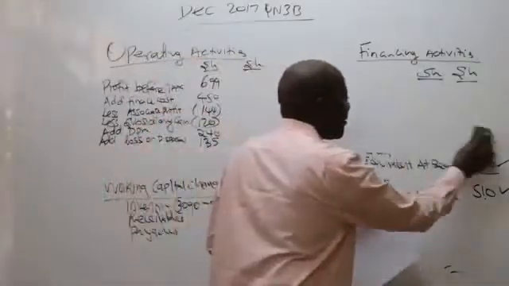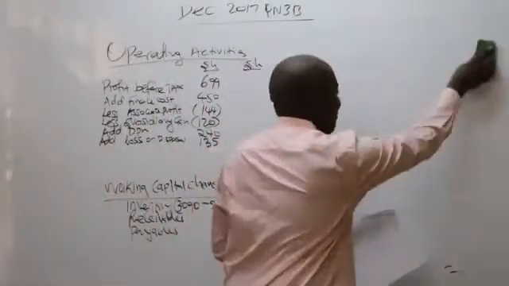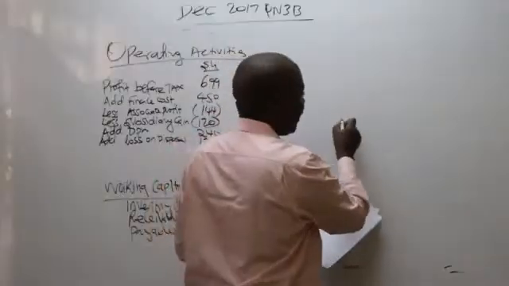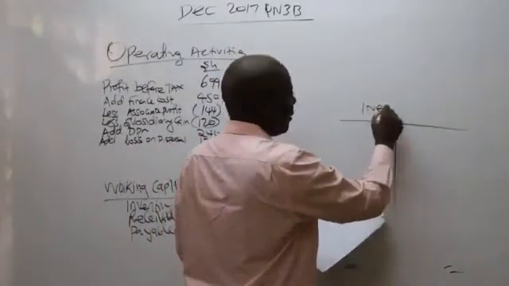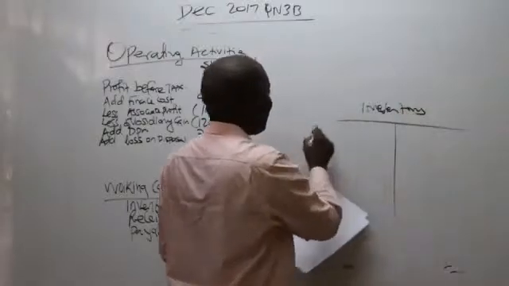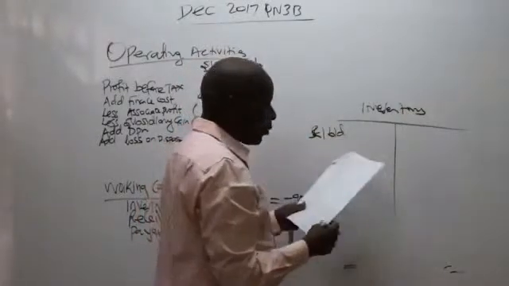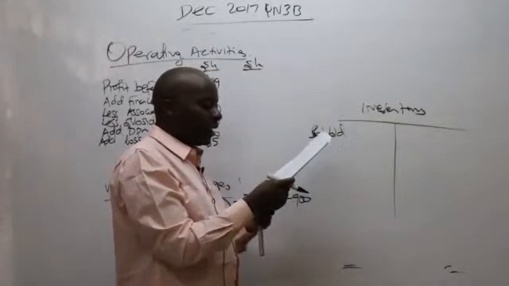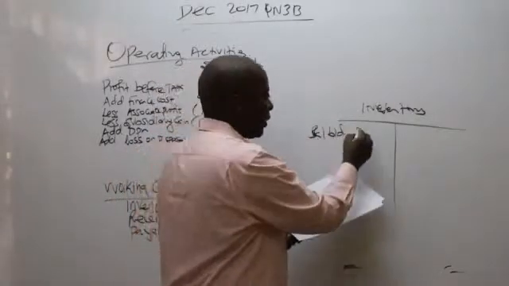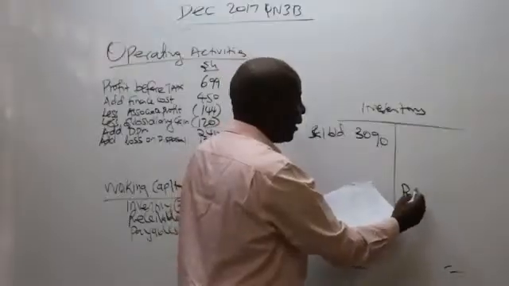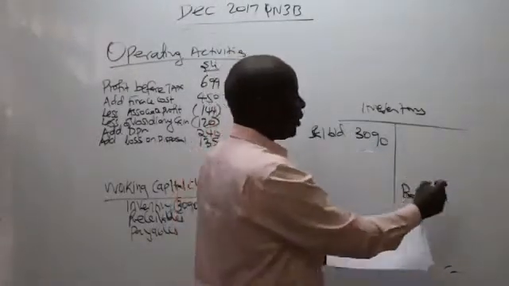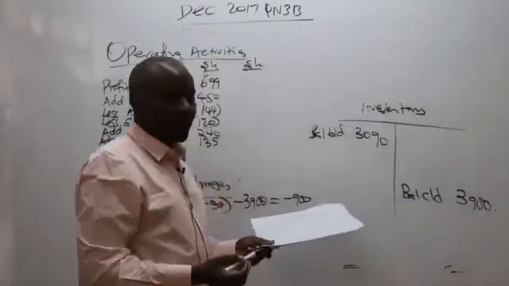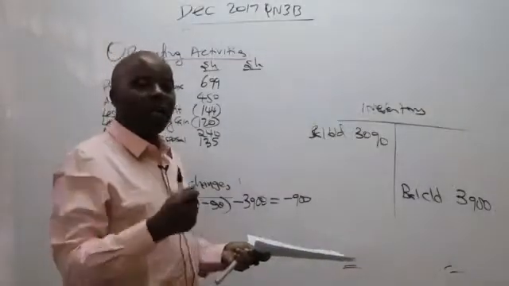Nataka nirudie tena. Please allow mwalimu arudie tena. Ukitaka mwalimu anaweza kuchora T account, aseme inventory, tuseme hapa balance brought down ile ya 2016 ilikuwa ni 3090. Na kuna balance carried down ile ya current year, which is 2017, which is 3900. Right? And then we had disposal.